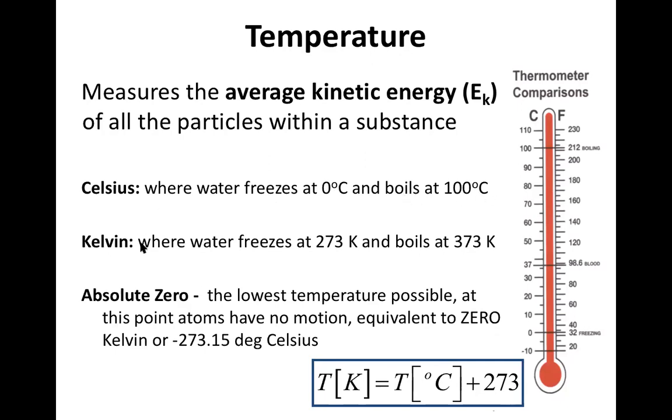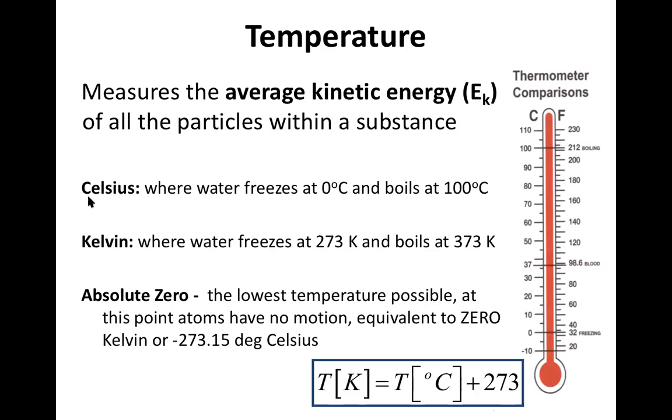And Kelvin, which is a set of units that a scientist would use, so there's scientific units. They're called Kelvin. We don't say degree Kelvins, we just say Kelvin. So that's a scale where water freezes at 273 Kelvin and boils at 373 Kelvin.